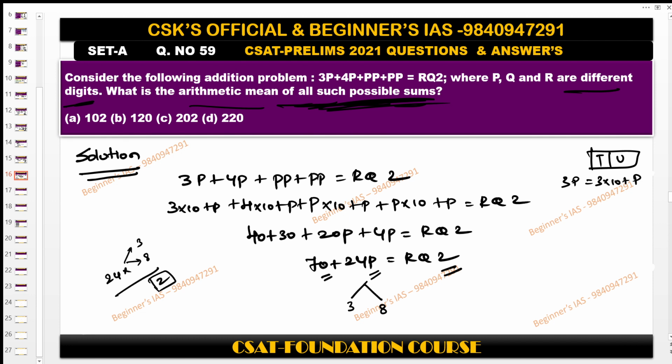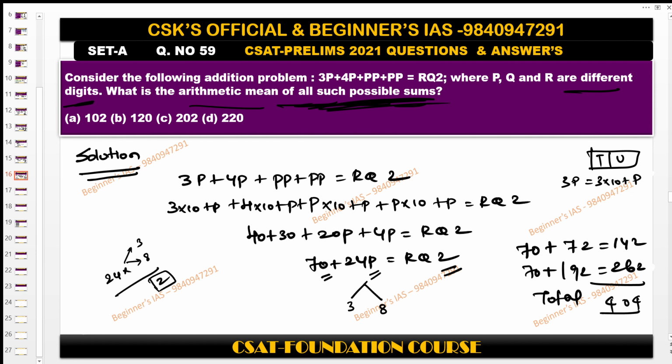So then apply here: 70 plus, when p is equal to 3, 24 into 3 is 72, which is nothing but 142. Then 70 plus 24 into 8, 24 into 8 is 192, which is nothing but 262. If you add these two, you will get 404. This is the total.